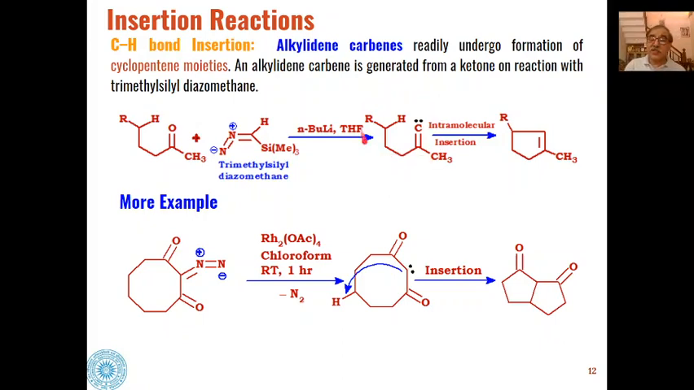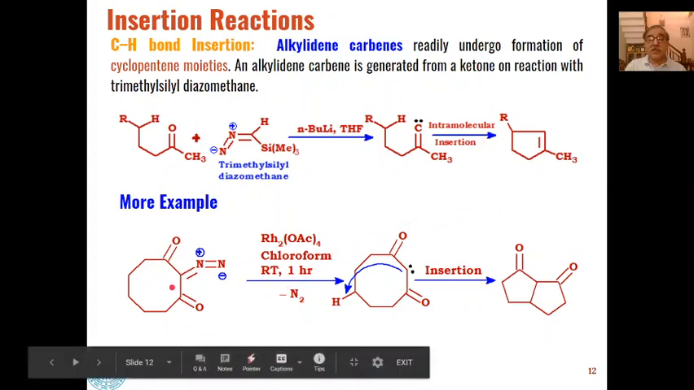So we will get these types of alkylidene carbenes as the intermediates, and these carbenes will undergo carbon hydrogen insertion reactions at this place to give us these types of five-membered cyclic alkenes as the product. And this is a very important reaction for the conversion of carbonyl compounds into alkenes.